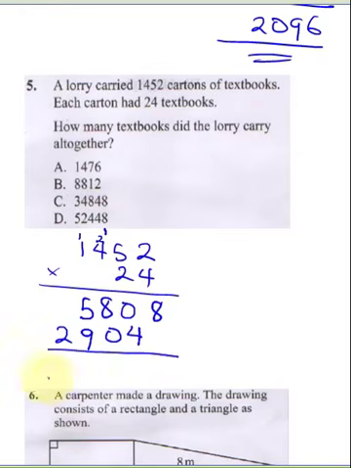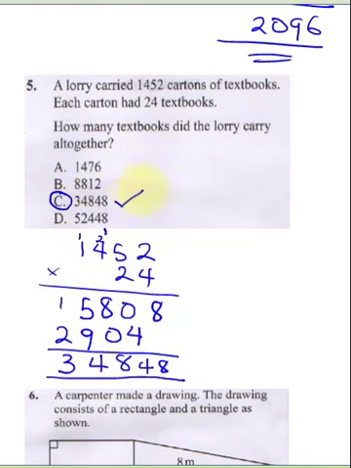So when you sum this up, you're going to get 8, 4, 8. 5 plus 9 is going to give you 4. You carry 1 and you're going to get 3. So the final answer is 34848. So that's the total number of books.